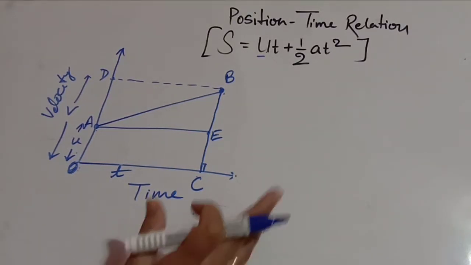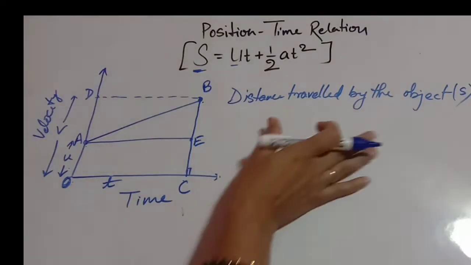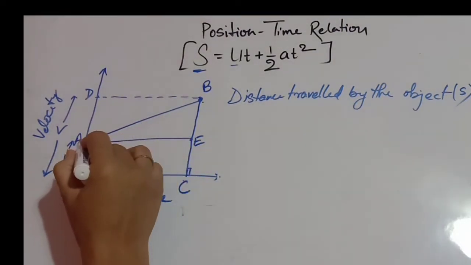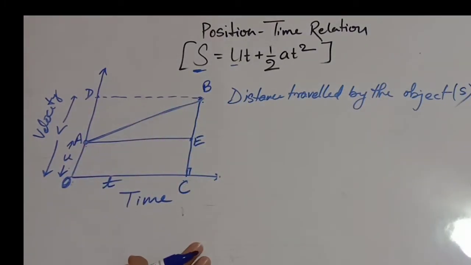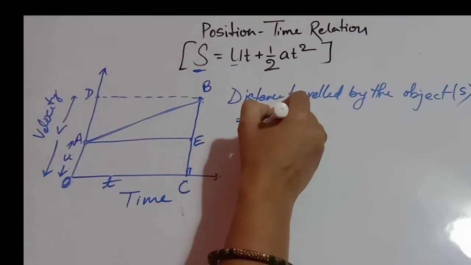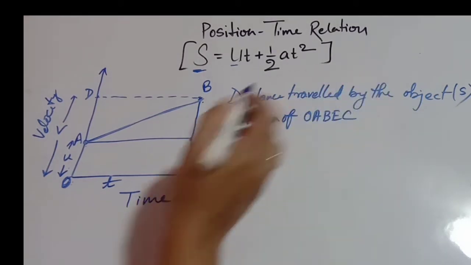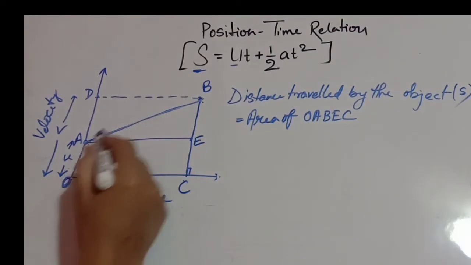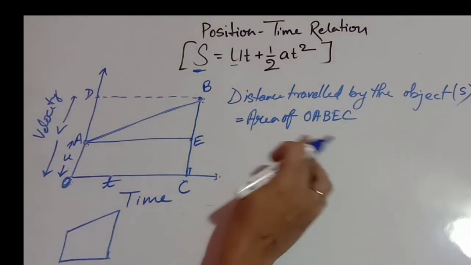To derive this equation you have to start with how much distance is travelled by the object. This distance travelled by the object is actually the area under the line AB. Now you have to see what area it is. It is the area of OABEC. If you look properly, this area OABEC looks like this. So what kind of figure is this? This is a trapezium. In your mathematics, I hope you know about this. So this is the area of trapezium OABEC.